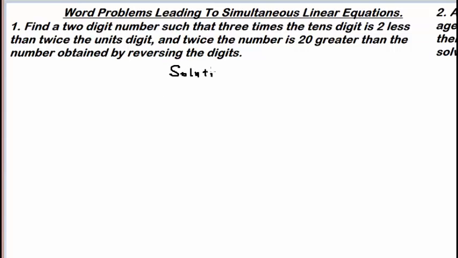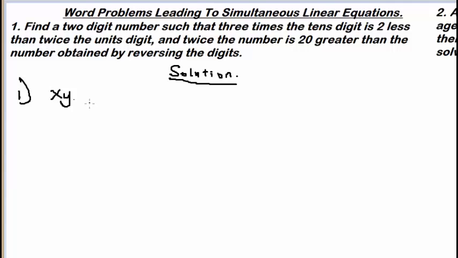A two-digit number. We are asked to find a two-digit number such that, first things first, let's assume my two-digit number is xy. Now such that 3 times the tens digit.